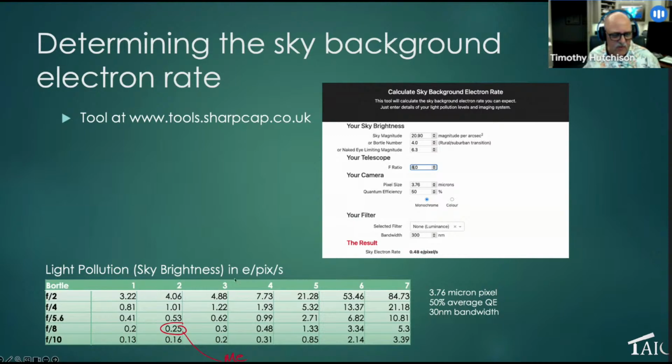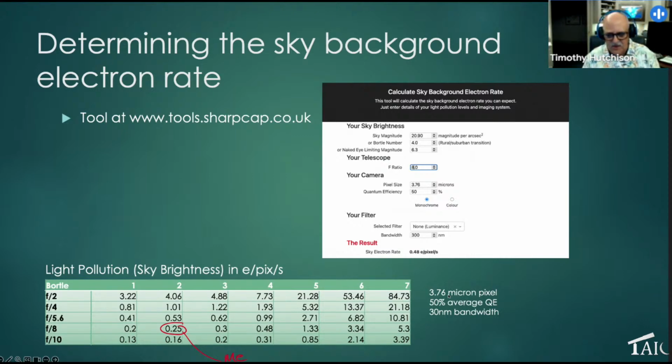And so I went and I mapped out a little chart here where I took scopes from F2 up to F10. I just took a couple of stops there along the way. And I took skies from Bortle 1 to Bortle 7. And I ran through this little web page and calculated out the signal that we would get with the 3.76 micron pixel, which is what most of these CMOS sensors are today.